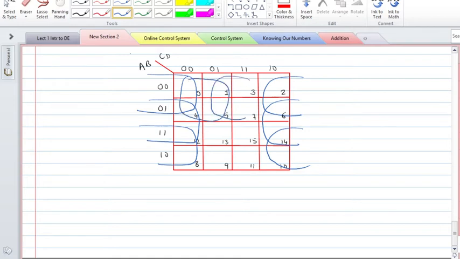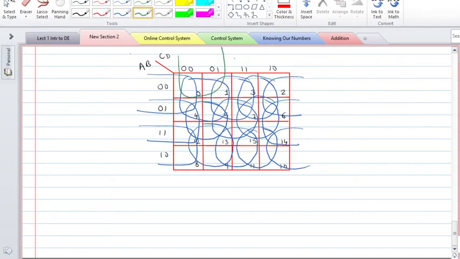Okay, all these are groups of 4 cells like this. This is also a group of 4 cells, this is also a group of 4 cells, and this is also a group of 4 cells. You can also form groups like this. This is also a group of 4 cells, and this particular one forms a group with this one, and this particular one forms a group with this one.